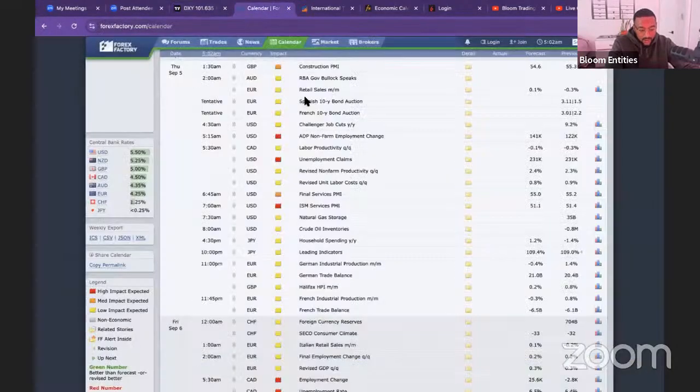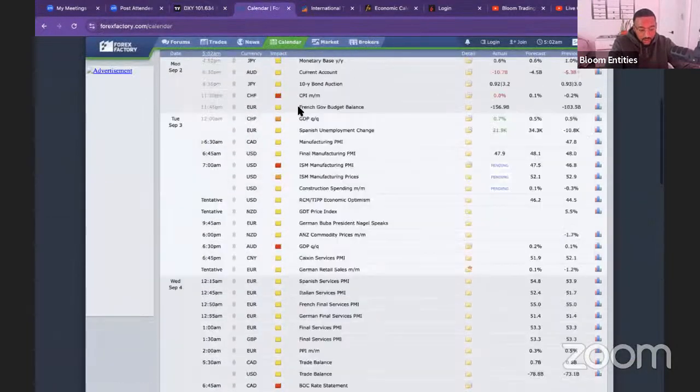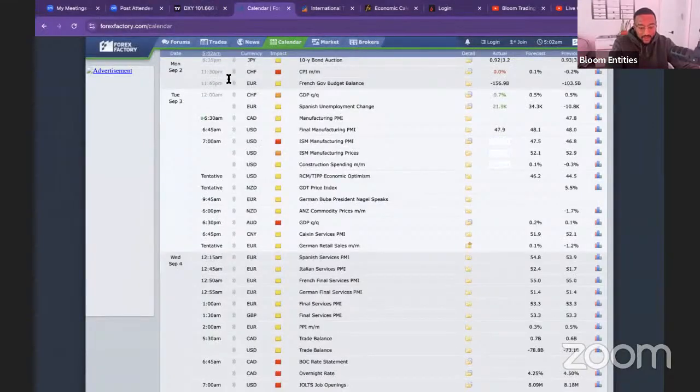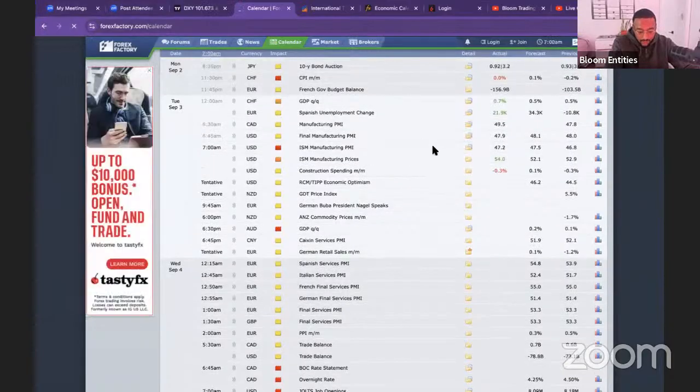And again, this is our ISM manufacturing PMI. Let's see how the data released, essentially spot on for the ISM manufacturing PMI. ISM manufacturing prices released bullish, good for currency. Not quite as impactful, thus being an orange folder, not a red.